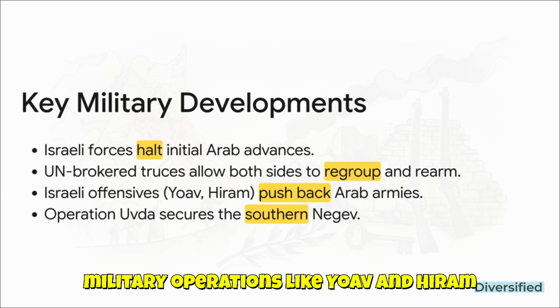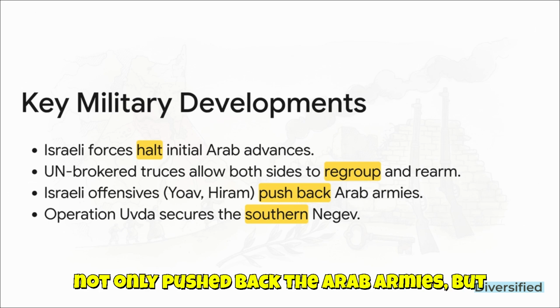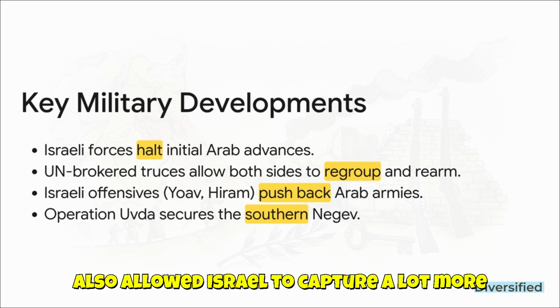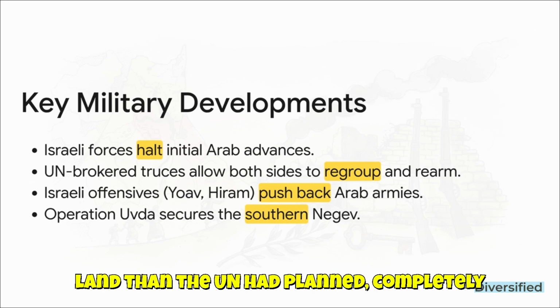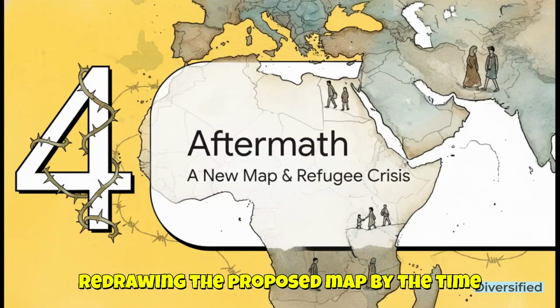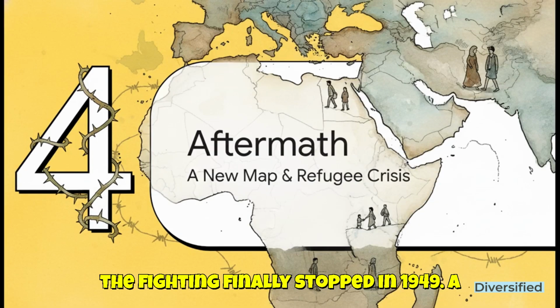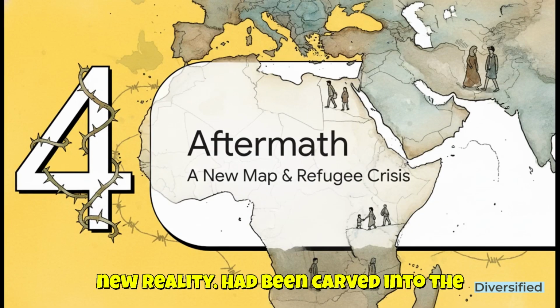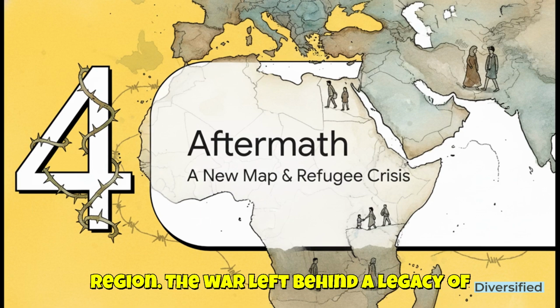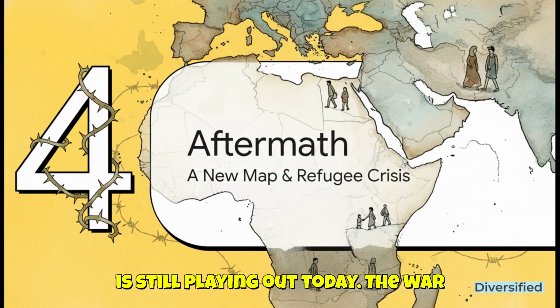Big military operations like Yoav and Hiram not only pushed back the Arab armies, but also allowed Israel to capture a lot more land than the UN had planned, completely redrawing the proposed map. By the time the fighting finally stopped in 1949, a new reality had been carved into the region. The war left behind a legacy of division and displacement that honestly is still playing out today.